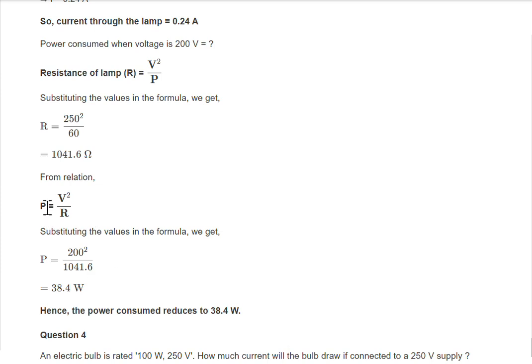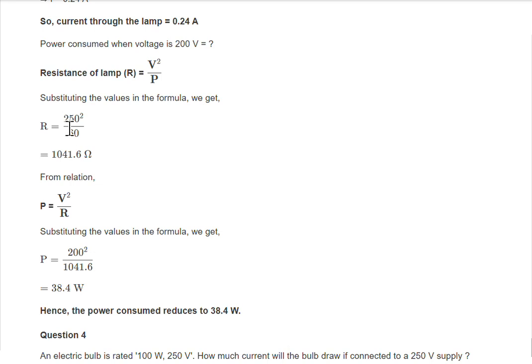V and P may change according to the voltage, the power will be different. But the resistance of the electrical appliance will be the same, right? That is why we have equated the resistance. The resistance will be the same for a lamp. So V square by P is the same. When V becomes 250, P becomes 60. Then V becomes 200, P we don't know.